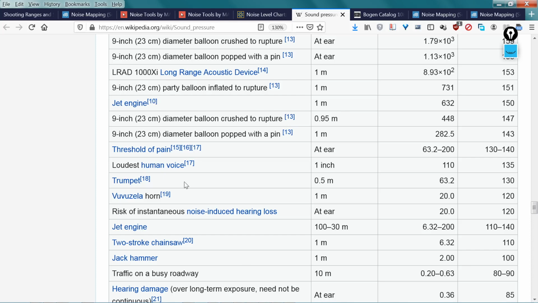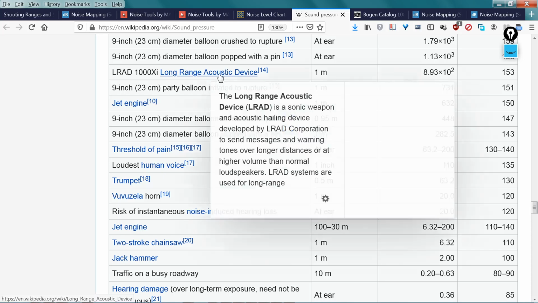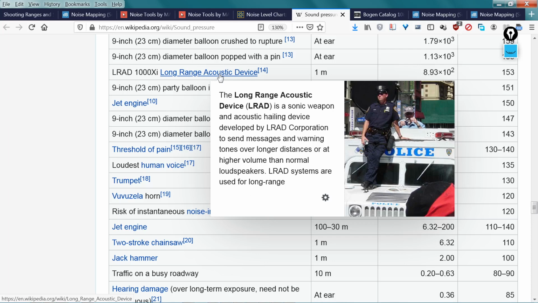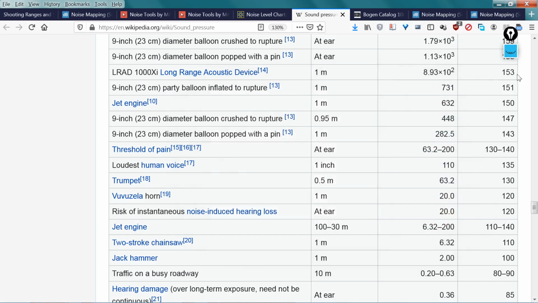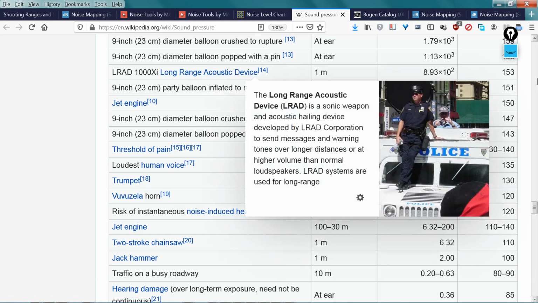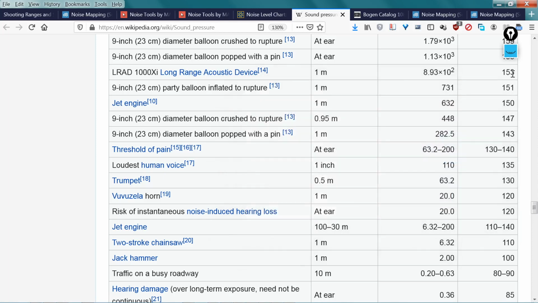You'll also notice up here, this one listed: LRAD 1000Xi long range acoustic device, and it can produce signals as loud as 153 decibels. What this doesn't tell you is how confined that beam is, since you can change it from a very narrow beam, in which case the 153 decibels goes out a long ways, or you could do it wide, in which case it would disperse fairly quickly. Not quite as much as a point source, and that's at 1 meter.